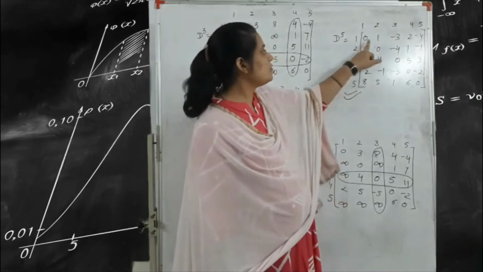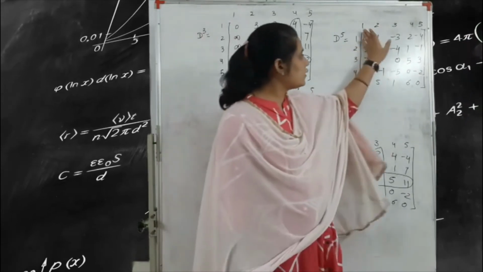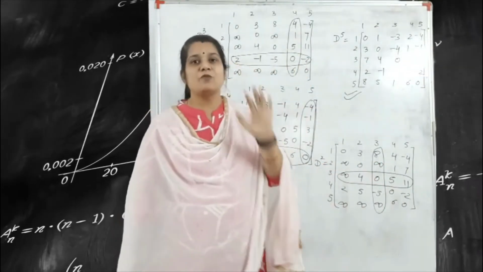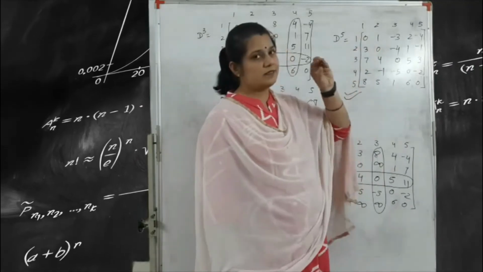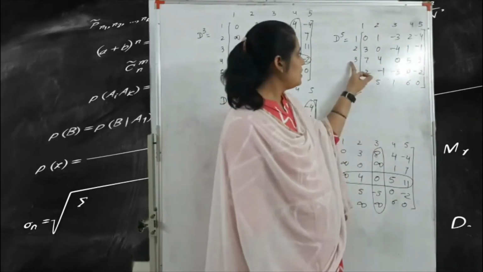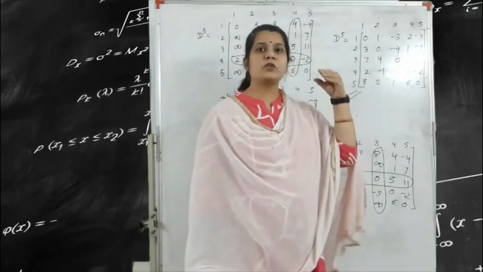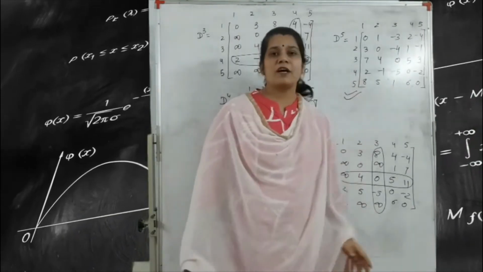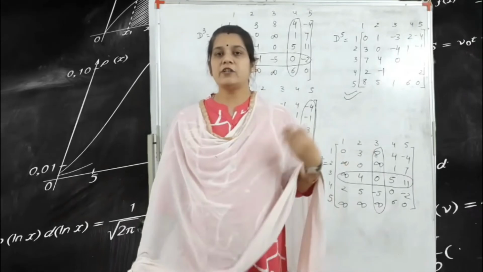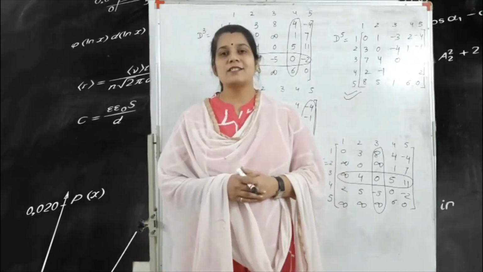That means, 1 to 1 is 0. See here, all these diagonal values you always find are 0, because from 1 to 1 the total distance is 0, 2 to 2 total distance is 0, 3 to 3 total distance is 0, 4 to 4 total distance is 0, and 5 to 5 total distance is 0. Okay, so this is the Floyd-Warshall algorithm method for finding the shortest path.